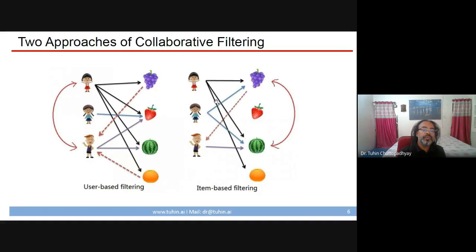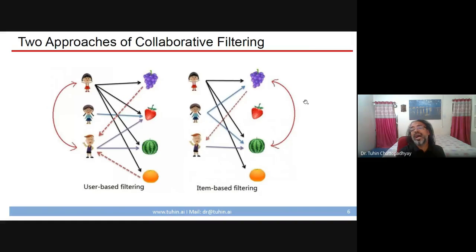What are the two approaches? First one is the user-based filtering. So this is the first user, for instance. This user likes and purchases grapes, strawberry, watermelon, and orange, for instance. Now, this user 2 is liking and purchasing strawberry. And user 3, who is similar to user 1, is purchasing strawberry and melon. Now, since these two users are similar, the grape and the orange can be recommended to user 3. That's the user-based filtering.